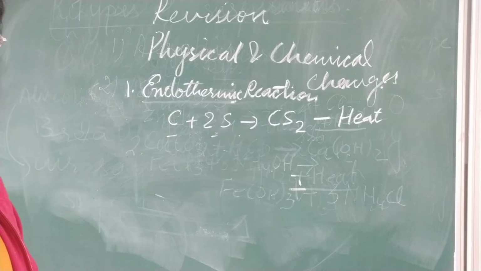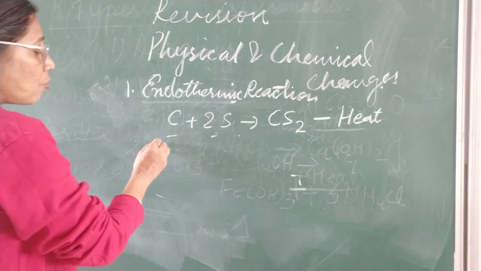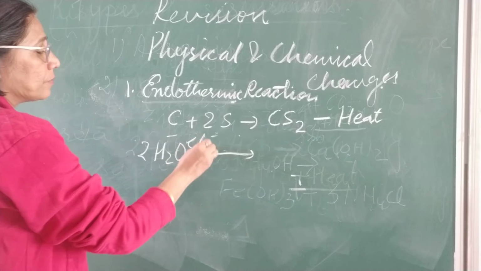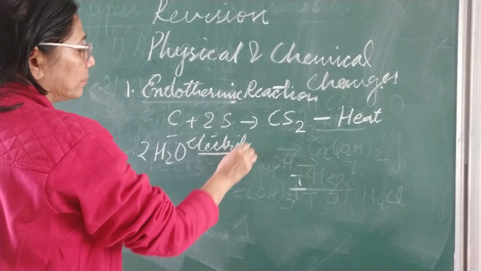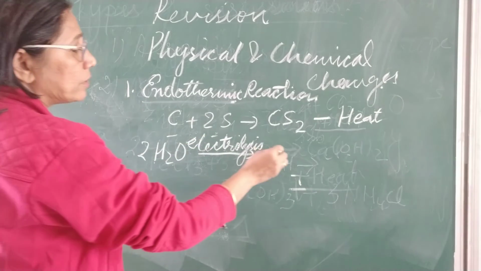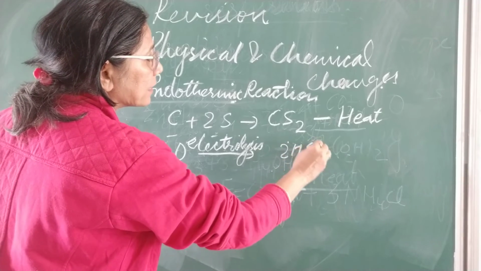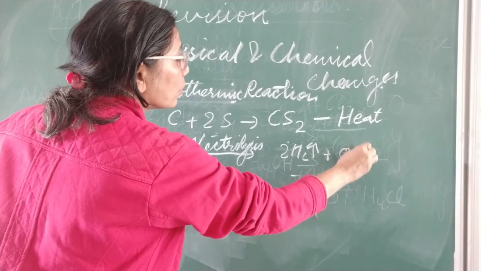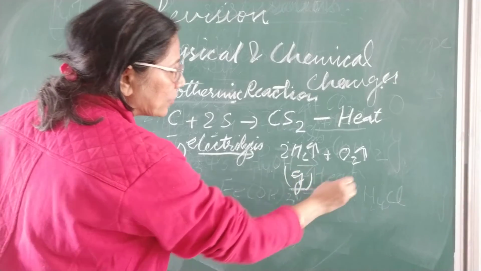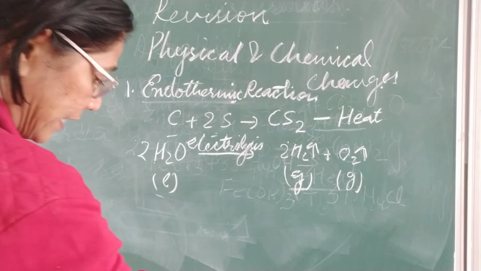Now change of state. During some chemical reactions, change of state takes place. Like water. Water is liquid. When electrolysis of water takes place, water converts into hydrogen and oxygen gas. So this is liquid state and these are in gaseous form. So in some chemical reactions, the state of the component changes.